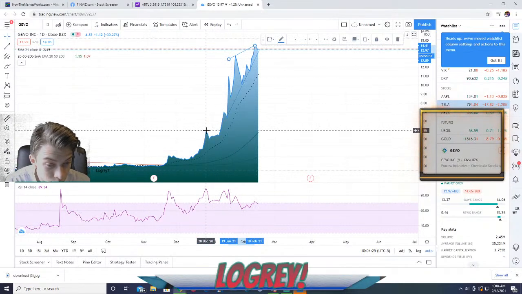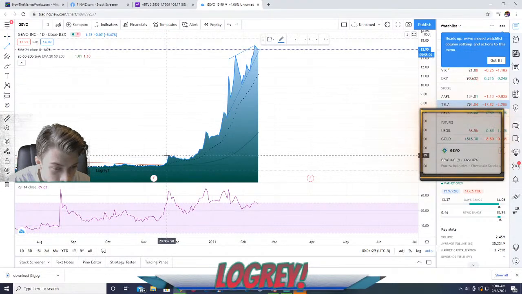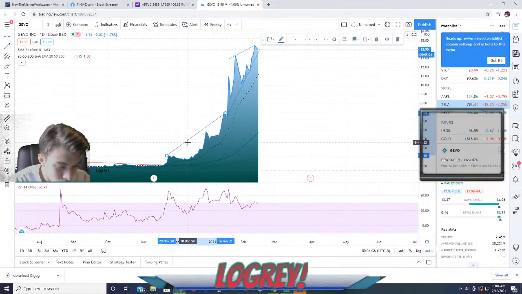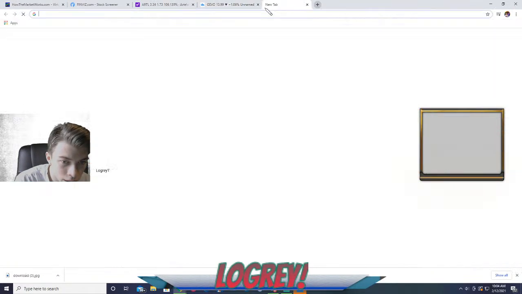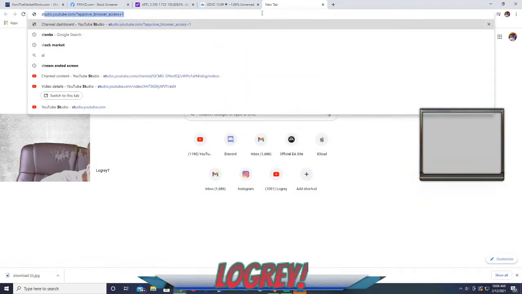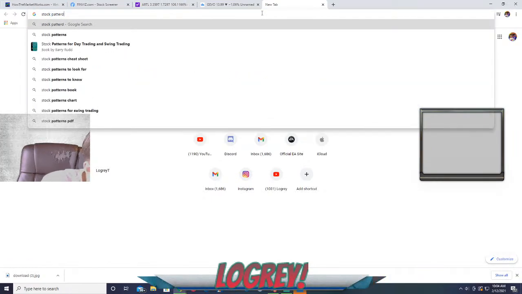And as you can see, it's already broken these two. It's already broken like this resistance line here. And yeah, it went way up there. So I'm going to show you one more thing before I leave. Now you can just easily find this if you just search up on Google stock patterns.